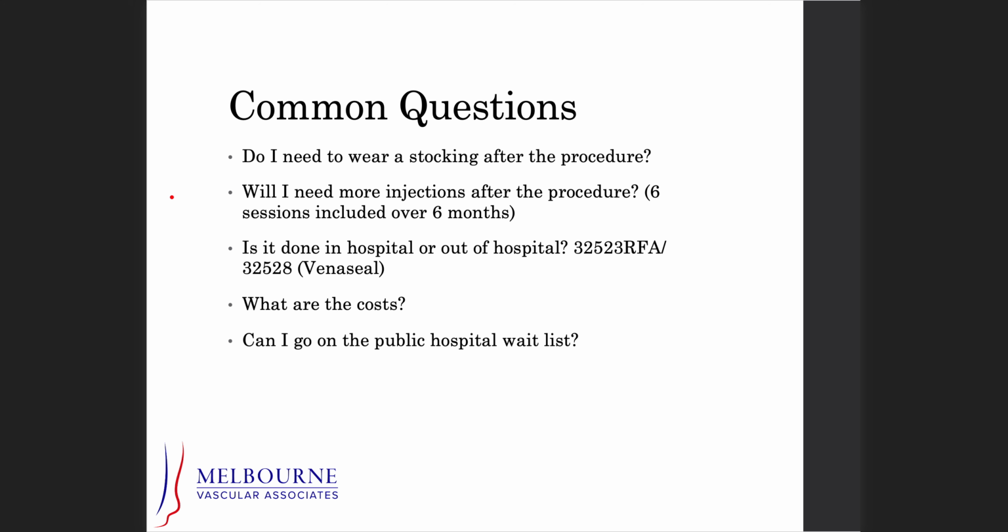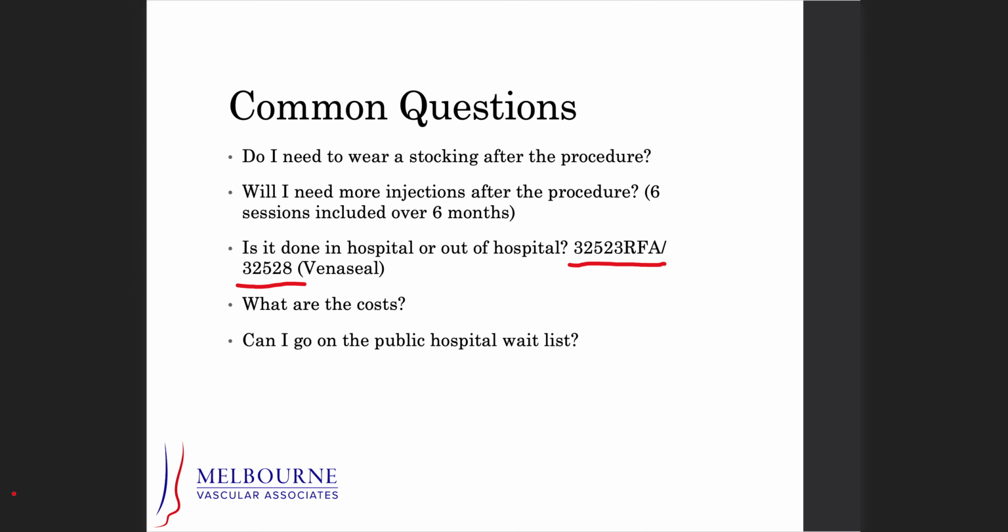Is VenaSeal done? What are the item codes? If you want to look them up and check with your insurer prior to seeing us, the numbers for radiofrequency ablation are 32523 and 32528. The costs vary depending on whether you have private health insurance or not. If you have private health insurance, it again depends on your hospital excess, but the cost may be between $750 to $1,500 out of pocket for the procedure. If you don't have private health insurance, we will provide you with a separate quotation, but the cost would be between $3,000 and $5,000 for 1 to 2 legs.